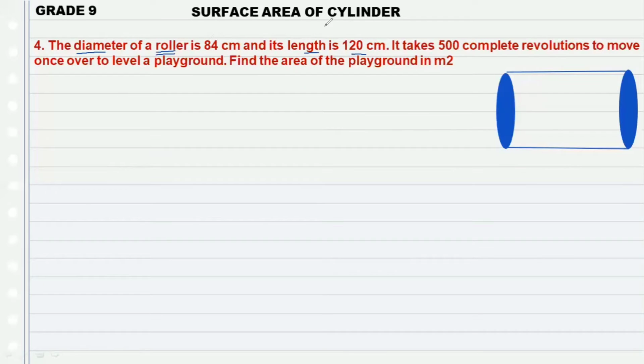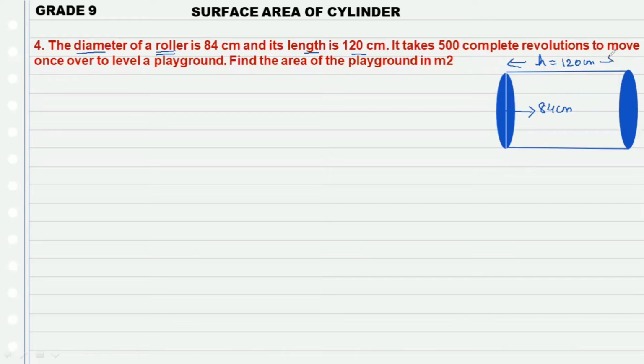Let us mark this out first. So the first thing given to us is the diameter. Diameter is given as 84 centimeter. And they have also given us the height. Height कितनी दी है बच्चों? Height is 120 centimeter. Okay.